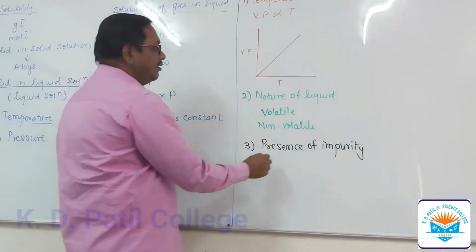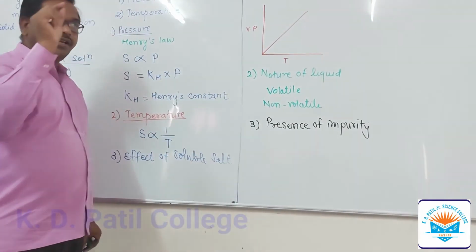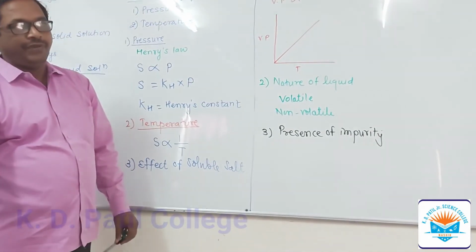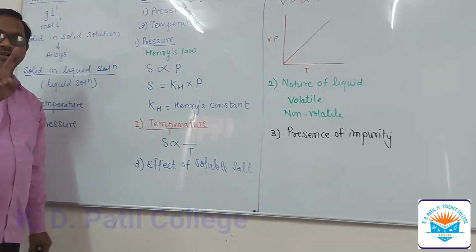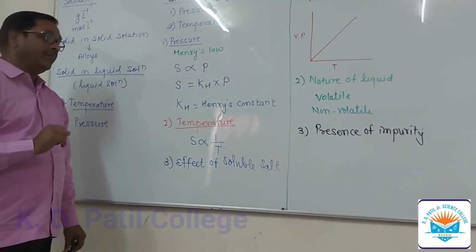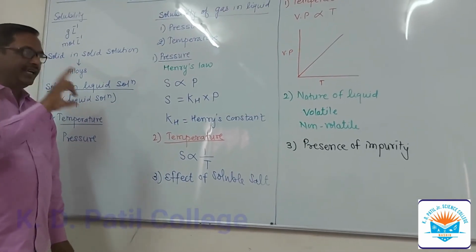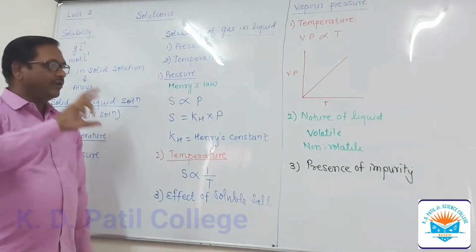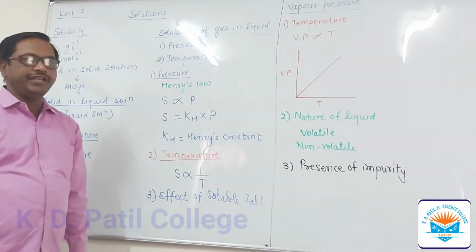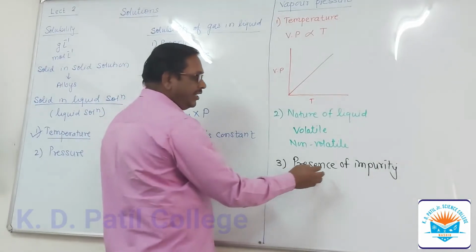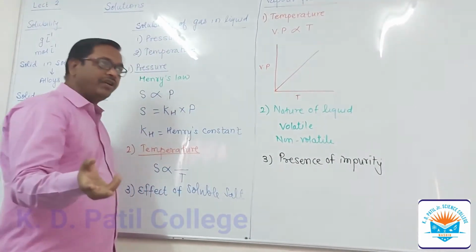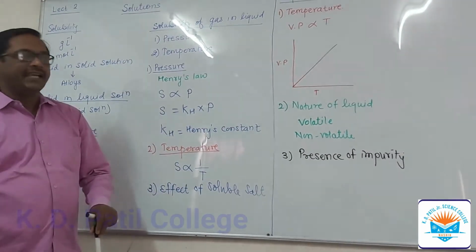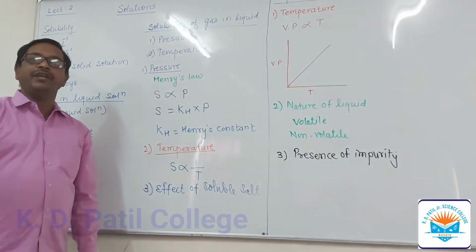Now see here, the given liquid can be in pure form or impure form. Two liquids are there, but the liquid is the same, only the condition is different. One part contains the pure liquid, one part contains the impure liquid. Now when we compare the pure liquid and the impure liquid, the vapor pressure of pure liquid is higher than the vapor pressure of impure liquid.